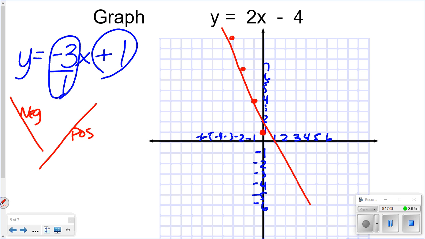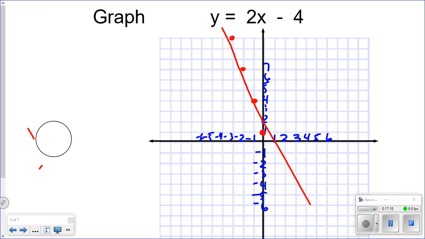Can you graph one for me by yourself quick? I don't even care if you sketch it. It doesn't have to be on graph paper, just sketch it. This is what I want you to graph for me. See if you can do this one. You just graph this. Think of what your y-intercept is. Think of what your slope is. What should your graph look like?